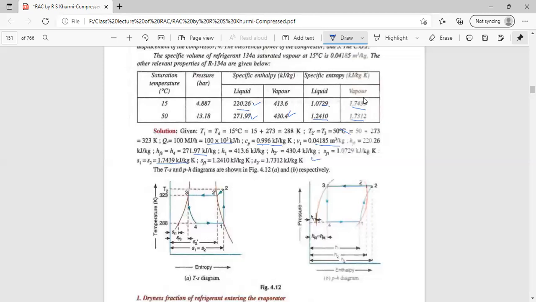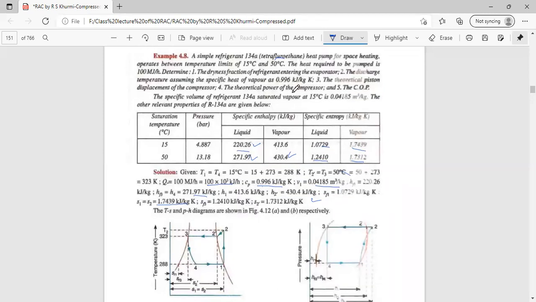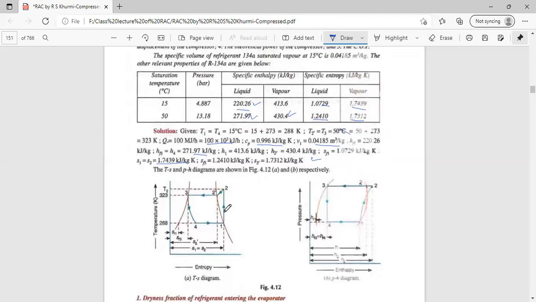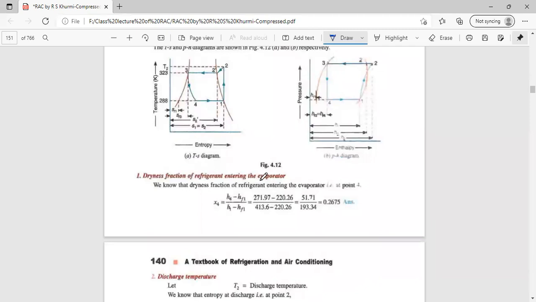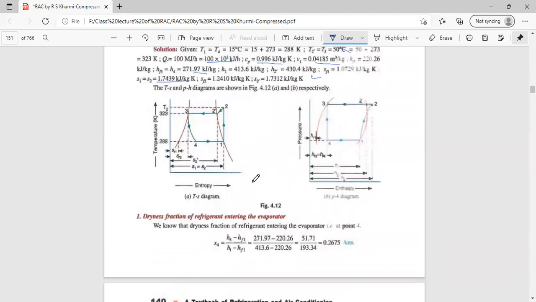So these are the inputs which we have put in the figure, and what we have to do first of all is find the dryness fraction of the refrigerant entering the evaporator, which means the dryness fraction at the point 4. We know the dryness fraction at point 4 is X4 equal to H4 minus HF1.